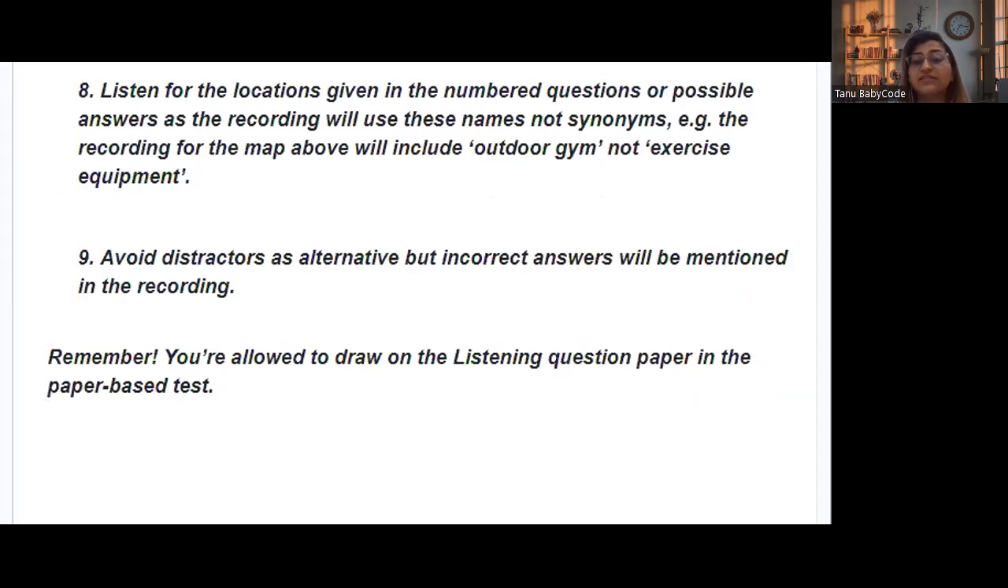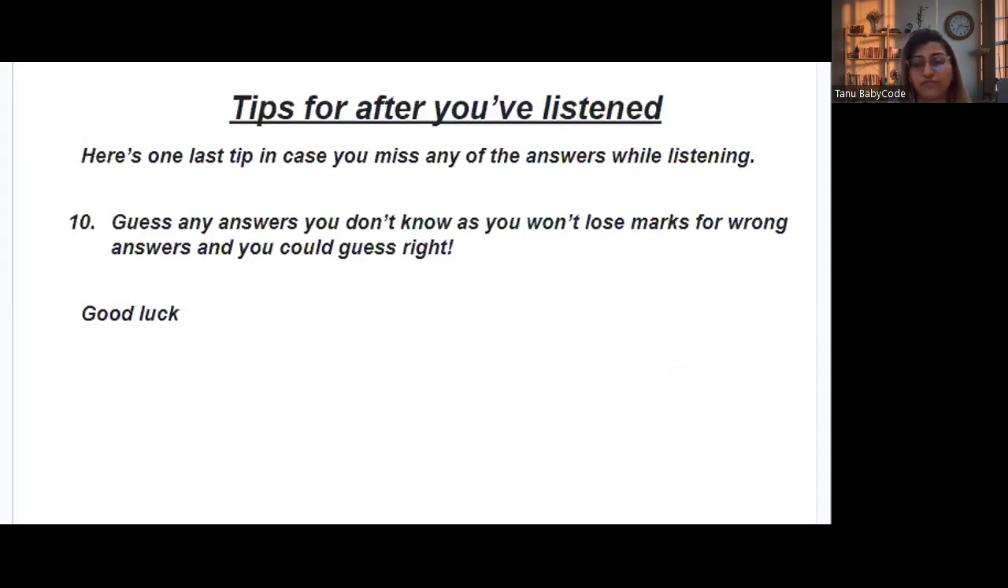Next tip is listen for locations given in the numbered questions or possible answers, as the recording will use these names, not synonyms. For example, the recording for the map above will include outdoor gym, not exercise equipment. Okay. Next is try to avoid distractors, as alternative but incorrect answers will be mentioned in the recording. That means distractors will be there, so try and avoid them. Remember, you are allowed to draw on the listening question paper in the paper test of IELTS, right? So you can make use of it.